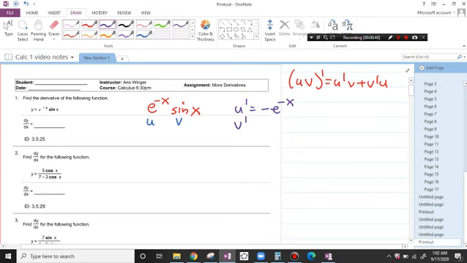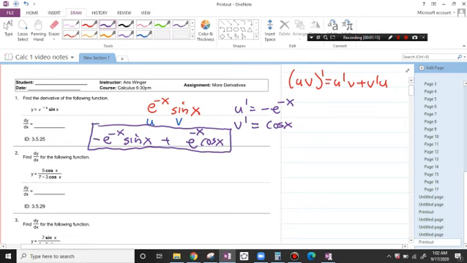The derivative of v is the derivative of sine, which is cosine. And then we'll use the formula. u prime, negative e to the minus x, times v, sine x, plus v prime, cosine x, times u. And again, we'll just take a look and see how MyMathLab, how much it wants us to simplify, but that should be good enough.